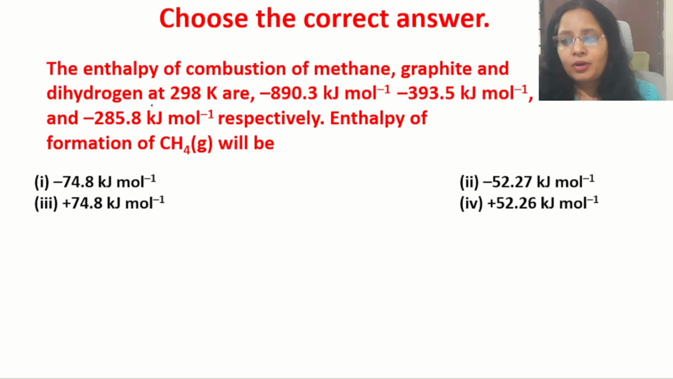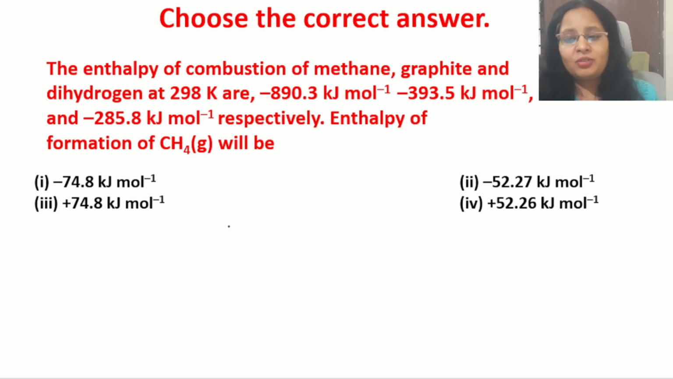The enthalpy of combustion of methane, graphite and dihydrogen at 298 Kelvin are minus 890.3 kilojoule per mole, minus 393.5 kilojoule per mole and minus 285.8 kilojoule per mole respectively. Now find enthalpy of formation of methane gas, and they gave the four options. So friends, this is not the 1 second answer. We have to do some calculation.